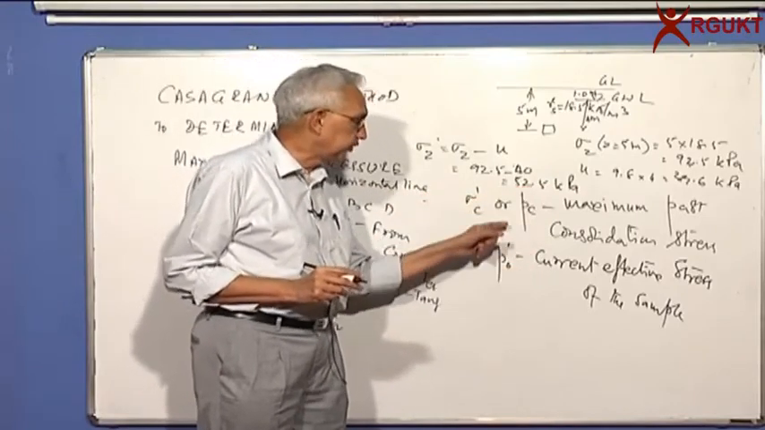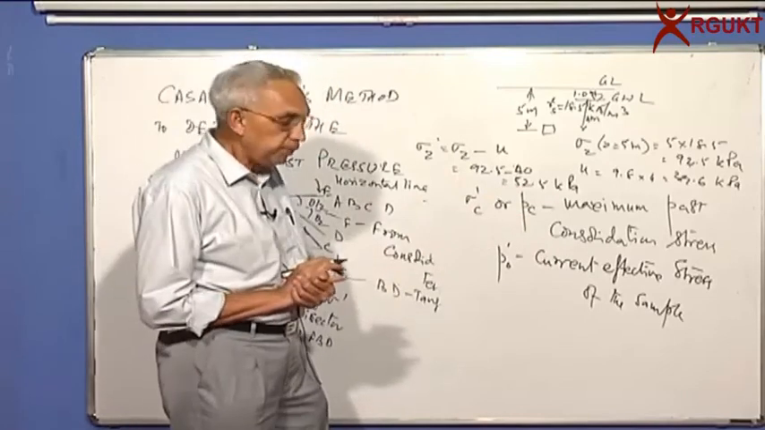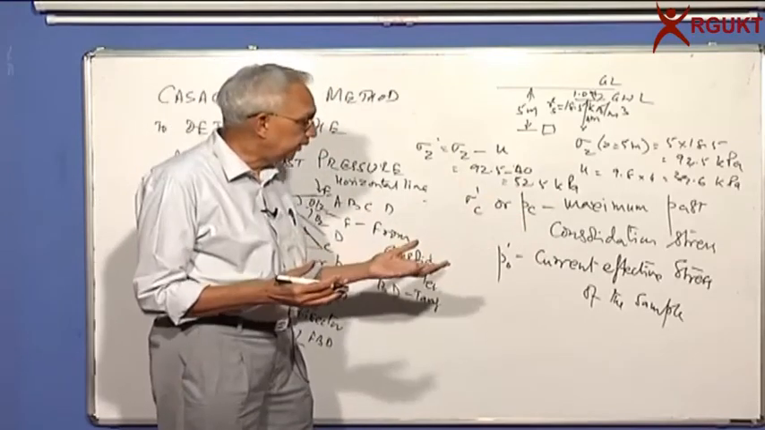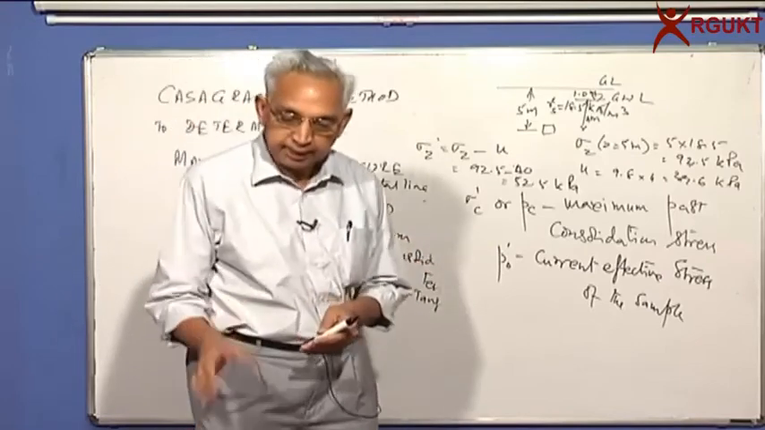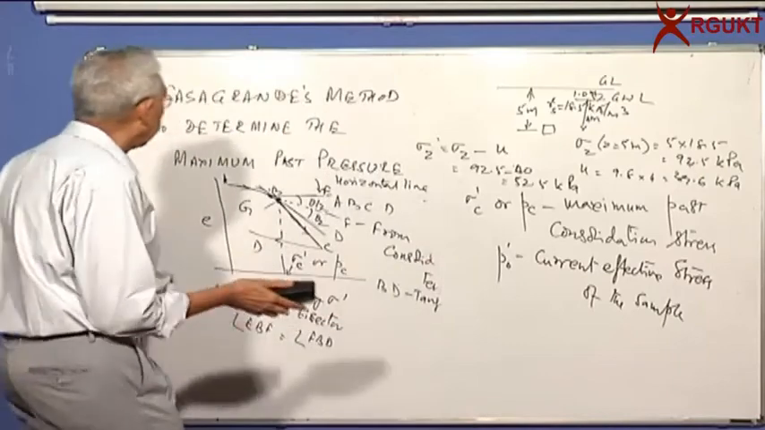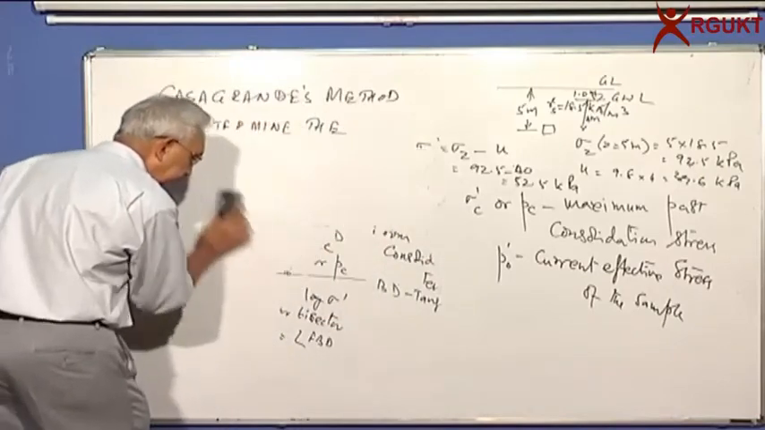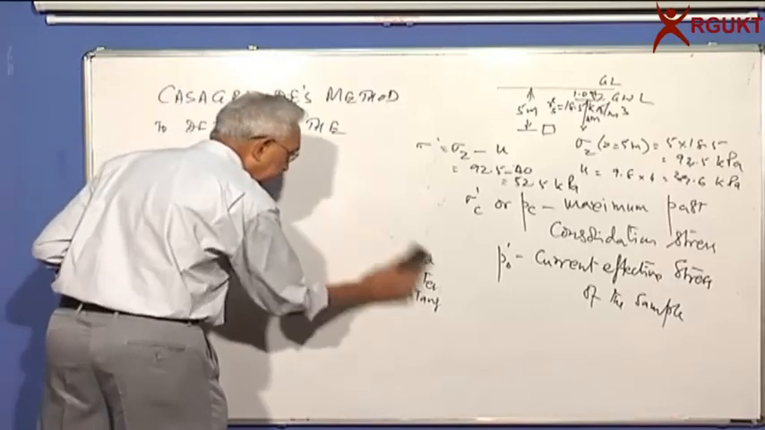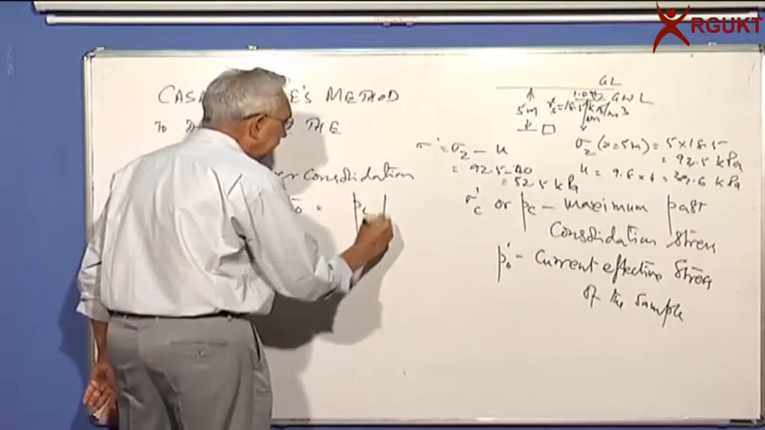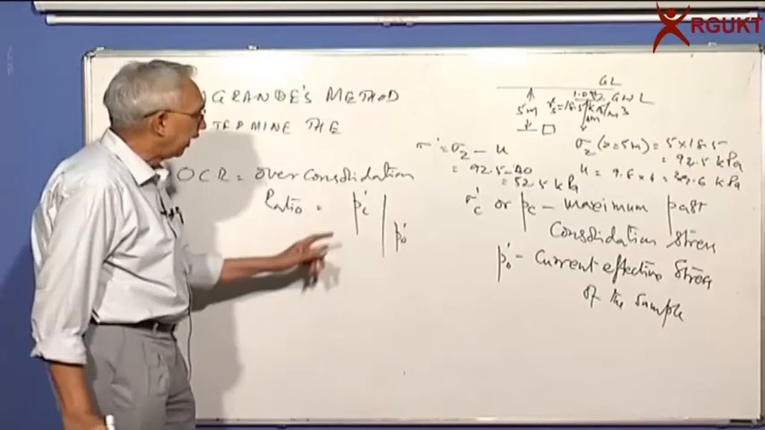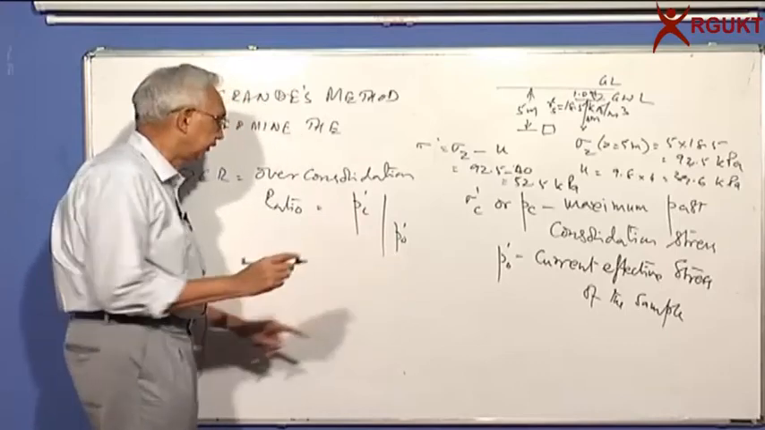By your construction, you have found out the stress to be sigma dash C, or PC. Now they can be the same or they can be different. How does it happen that they can be different? To show that, we now define another parameter called OCR, overconsolidation ratio, which is equal to PC by P naught: maximum past pressure divided by the current effective stress.